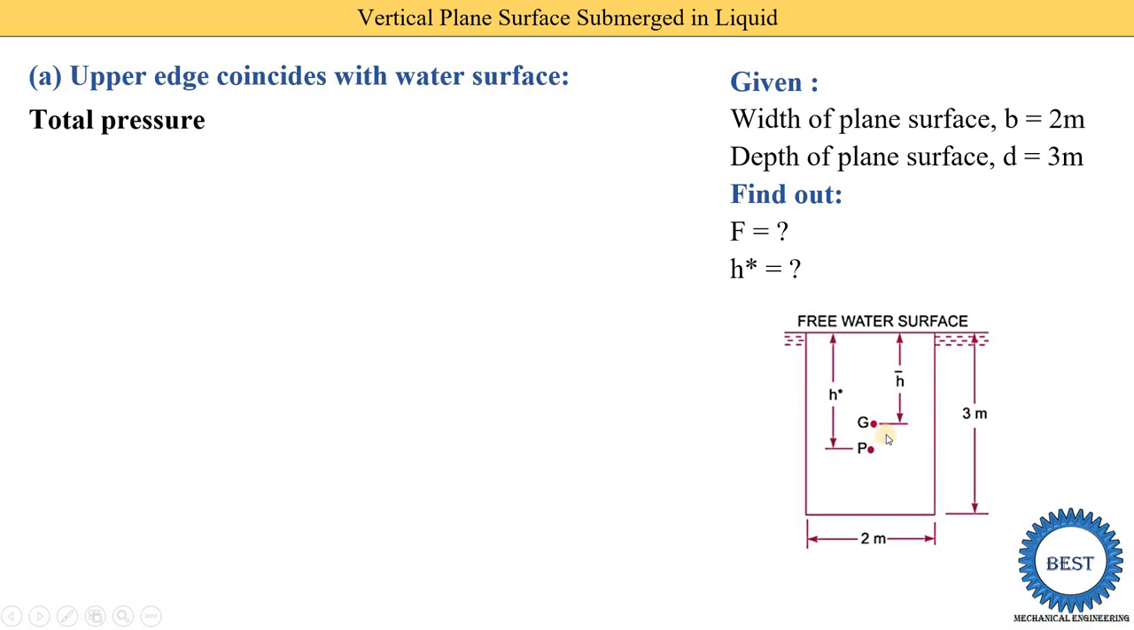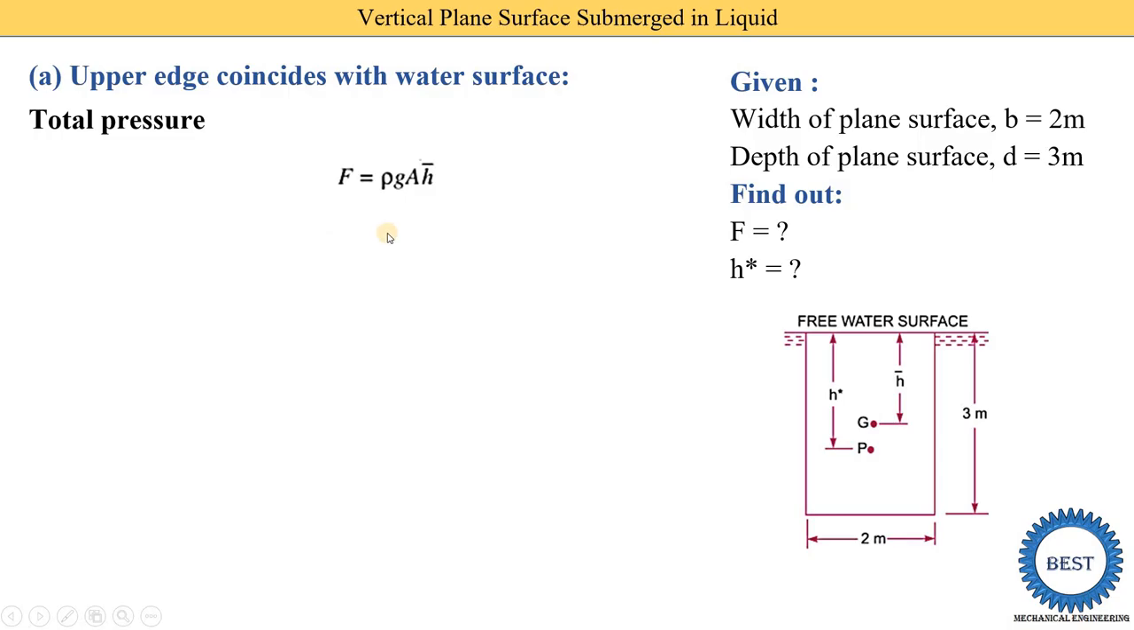So we need to use these diagrams. We already know that the total pressure equation is F equals rho g A h bar. If you don't know how we derived this equation, I request you to watch the last video. The link is provided in the description as well as in the card. Card means from the top right of the screen of your mobile or laptop you see this I symbol. From that you can watch these derivations.